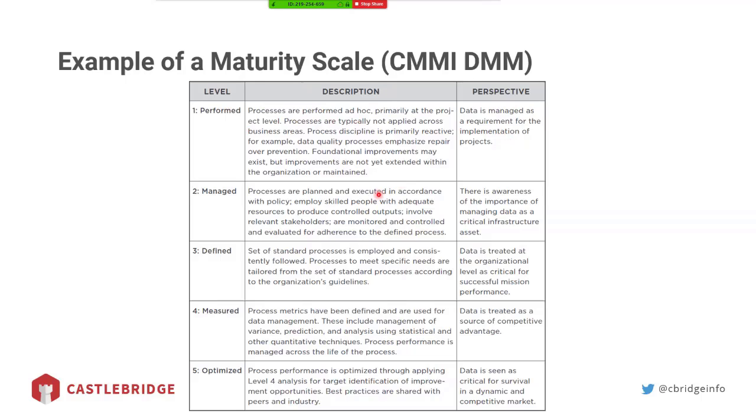As you move up the hierarchy of different data management capabilities, everything's planned and executed in accordance with a policy. Are people aware of data as a critical infrastructure asset in the organization for how you execute your functions? And ultimately, up to level 5, you're measuring your data and using performance measurement to optimize your strategy for managing data in the organization and across the organization.